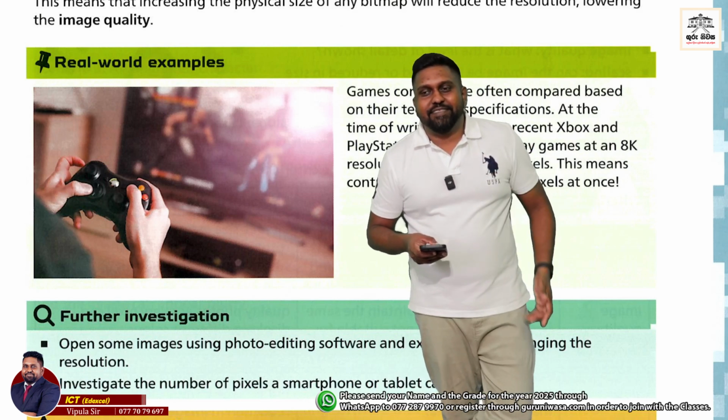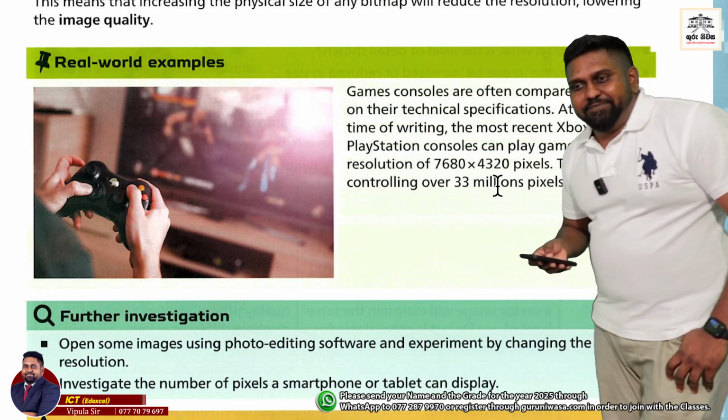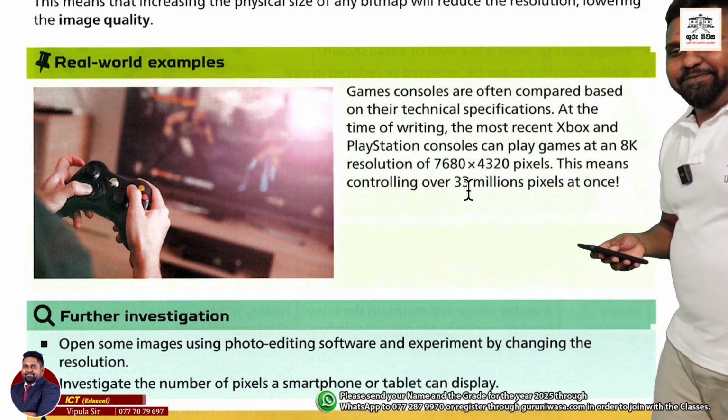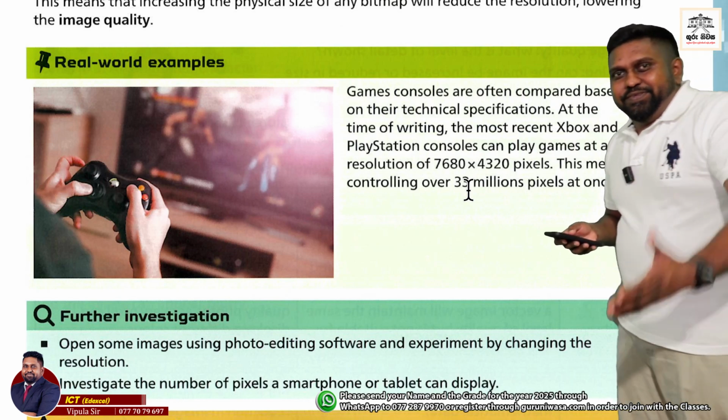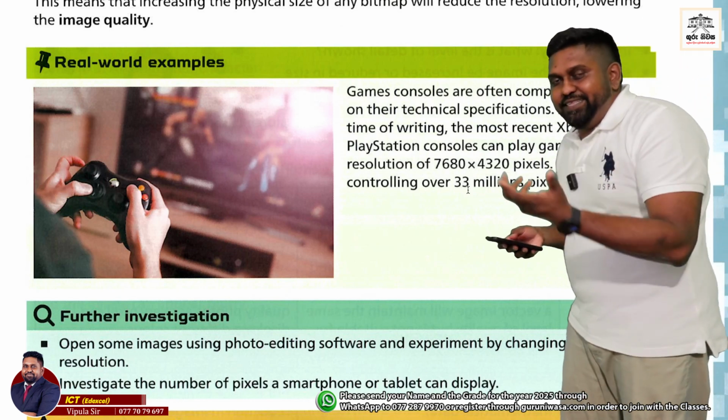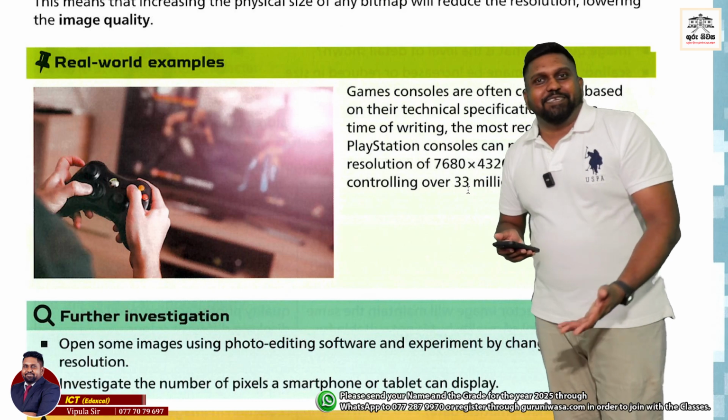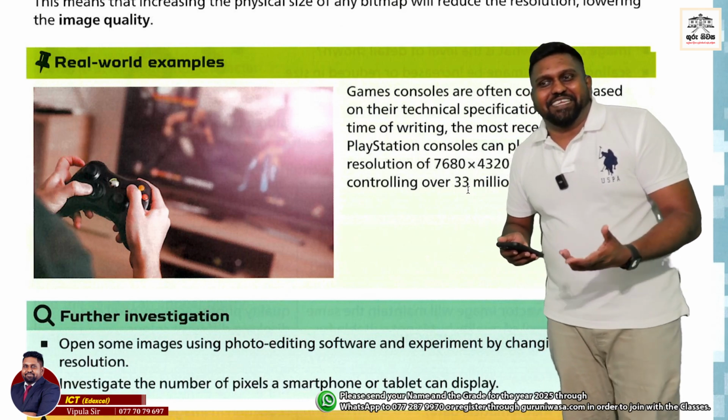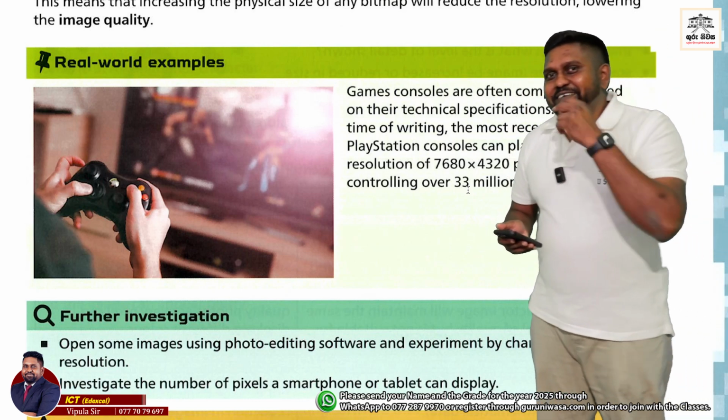Now, this 33 million pixels, there's a problem. The VGA card inside these devices can't render 33 million pixels. They don't have the capacity to render it. So what do they do?